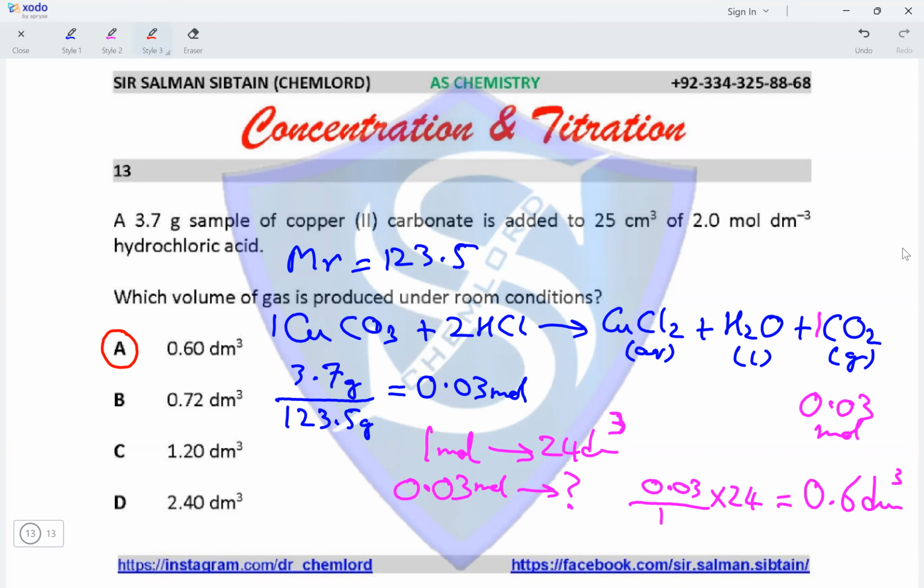Now, be careful. The volume and concentration of hydrochloric acid given may put you off and you start calculating the moles of hydrochloric acid. But here, the mass of copper carbonate can be converted into moles easily. And since the moles of copper carbonate is the same as moles of carbon dioxide, this question can more easily be solved by considering the mass of copper carbonate instead of first calculating the moles of HCl and then doing the calculation moving forward. So, using the mass of copper carbonate, the volume of CO2 produced turns out to be 0.6, and option A has this value present, so option A is the correct option.